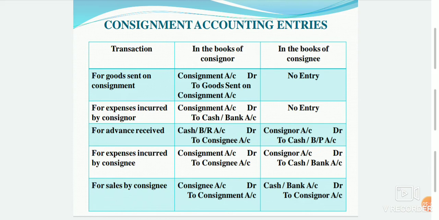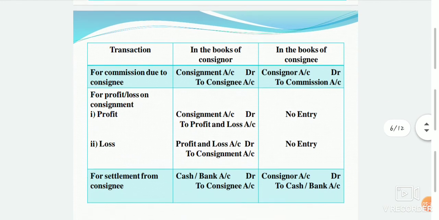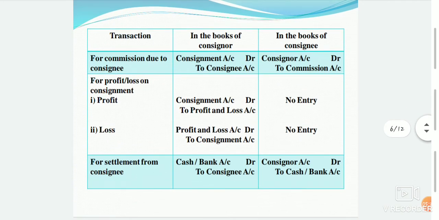Then for sales by the consignee, cash sales of consignment, the entries are: consignor book, consignee account debit to consignment account; consignee book, cash or bank account debit to consignor account. Next, for commission due to the consignee, the amount of commission payable to the consignee, the entry in the consignor book is consignment account debit to consignee account; in the consignee book, consignor account debit to commission account.